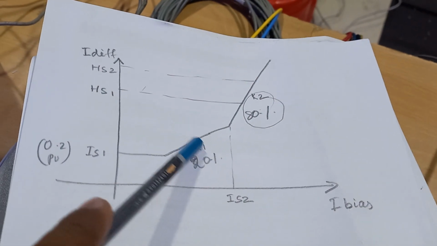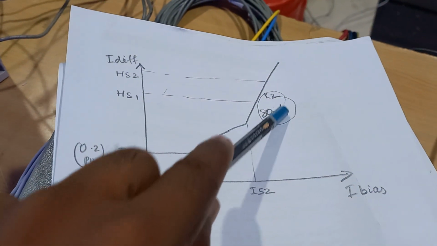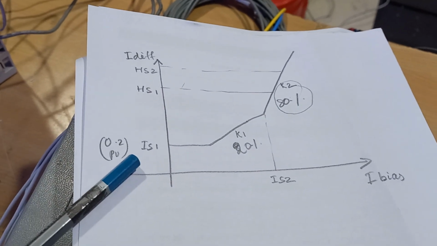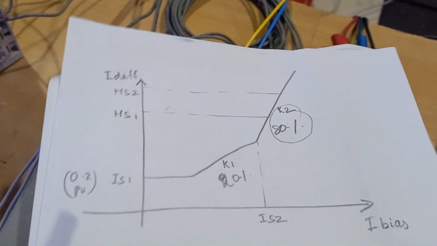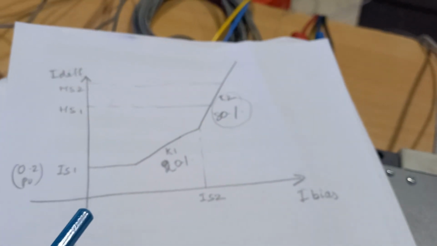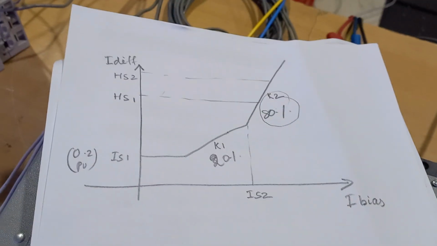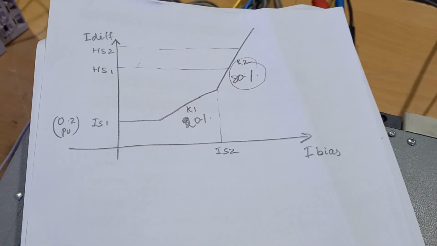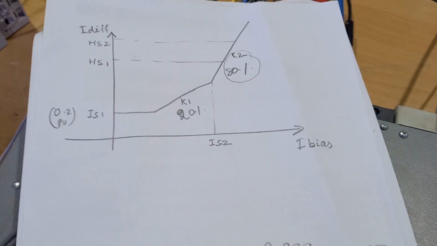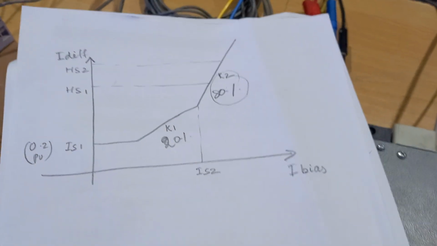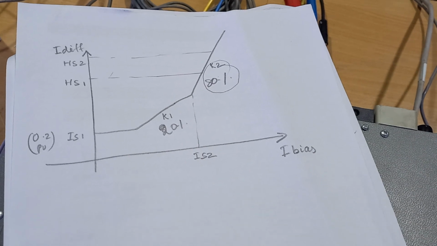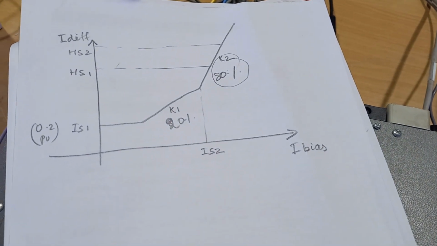I will prepare one more video, a theoretical video regarding this slope. Why we have kept the slope at 20%, why we have kept the slope at 80%, why we kept the minimum differential pickup current at 0.2 pu. I will explain the theory behind this later in one separate video. Today I have just explained how to test by using a relay test kit. For newcomers, you can easily test by following this method.